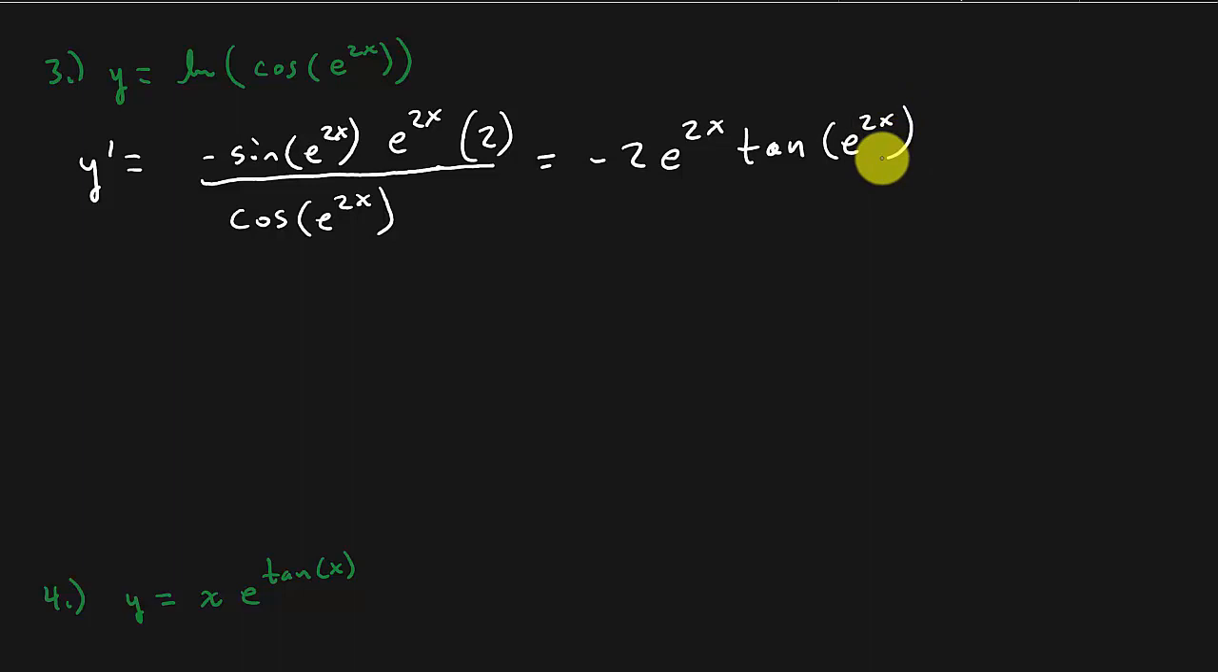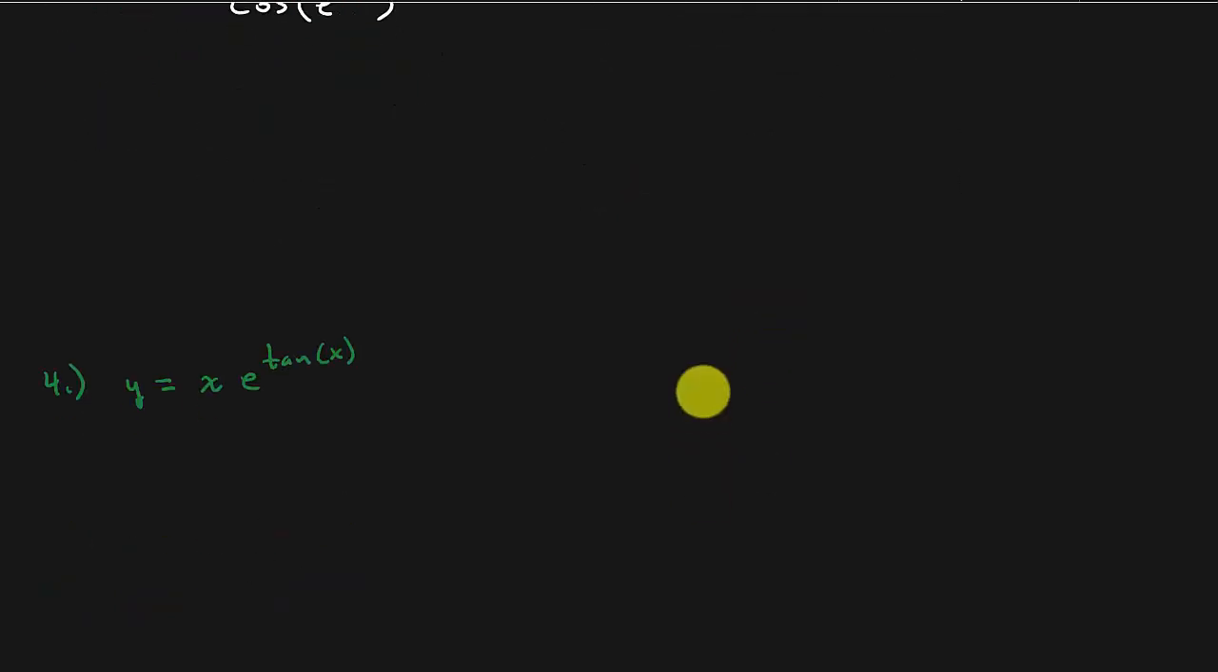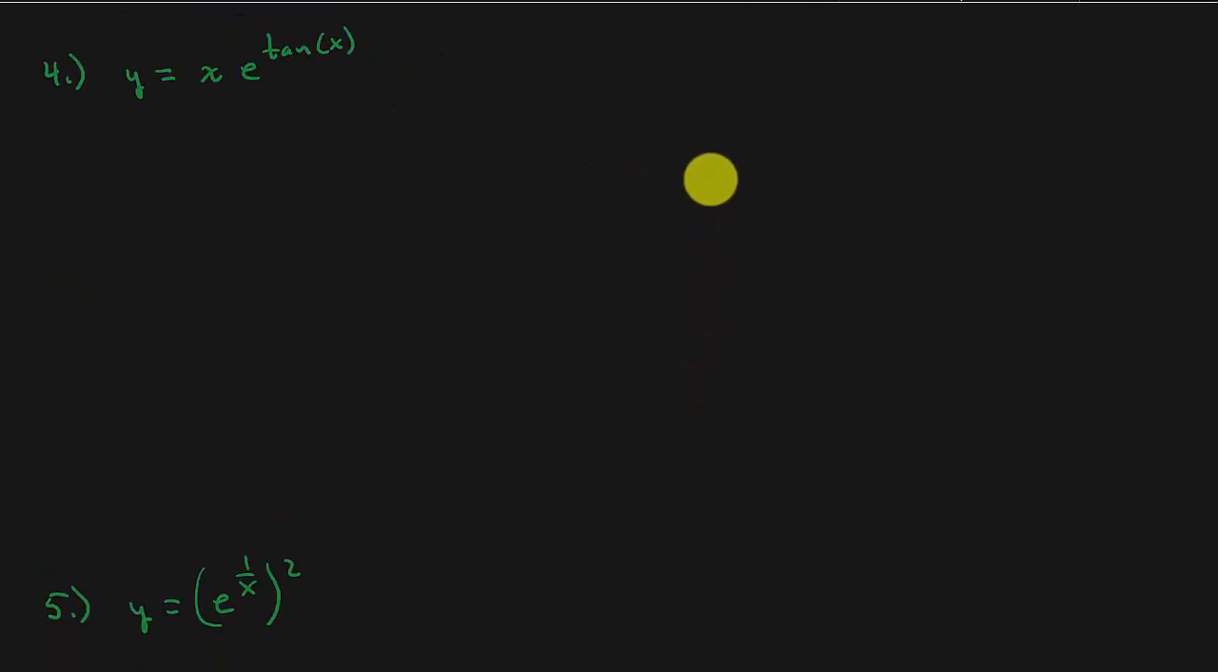So think of it like this. I've got my negative 2 e to the 2x. That's this part right here. And then sine over cosine is tangent. And so this is our answer. All right. Just go through it step by step. Okay. Don't let it confuse you. All right. So how about this one?